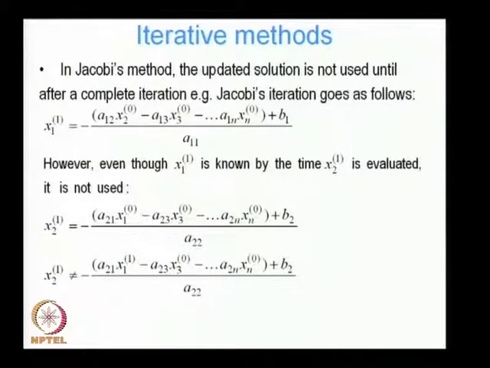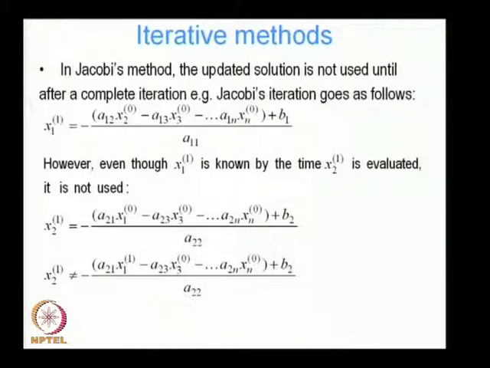So, we could have used this scheme, the bottom scheme, instead of this scheme, but Jacobi's iteration says that we use the same values for all the variables during the iteration. We use the values from the previous iteration to get the updated values of the variables for the new iteration. We do not use any of the updated values until the whole iteration is complete.